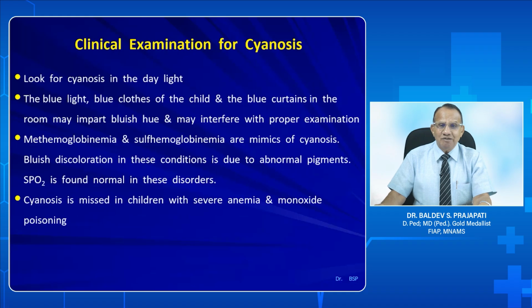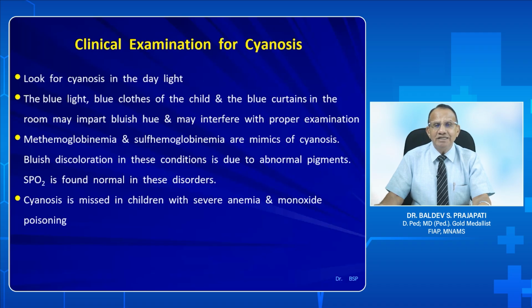Clinical examination of cyanosis is very important. Please remember, look for cyanosis in daylight. It makes a difference in detection. The blue light, blue clothes of the child, and blue curtains in the room may impart a bluish hue and interfere with proper examination. So keep in mind that surrounding blue factors should be removed. Again, methemoglobinemia and sulfhemoglobinemia are mimics of cyanosis. That means there is bluish discoloration in these conditions due to abnormal pigmentation, but if you measure the SpO2, it is normal. And cyanosis may be missed in children with severe anemia and carbon monoxide poisoning. So these points are very important when you examine the child for cyanosis.